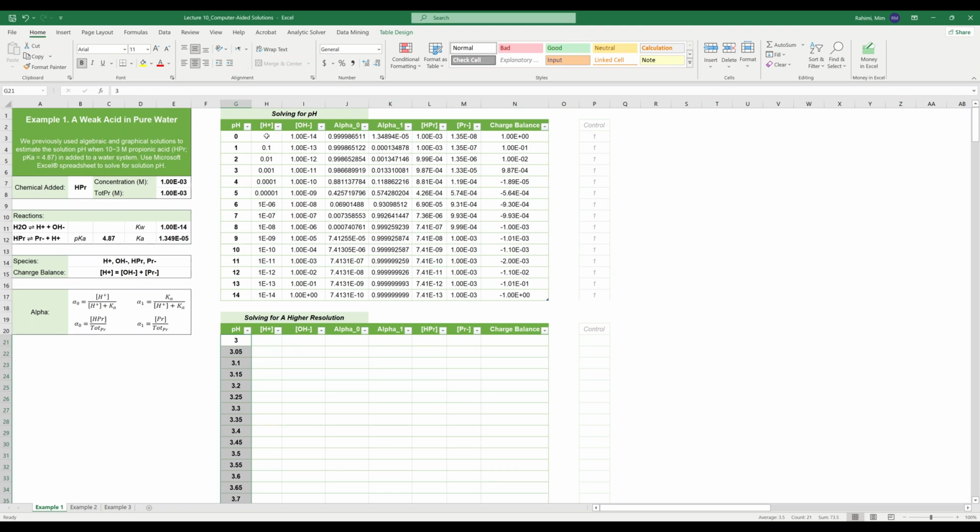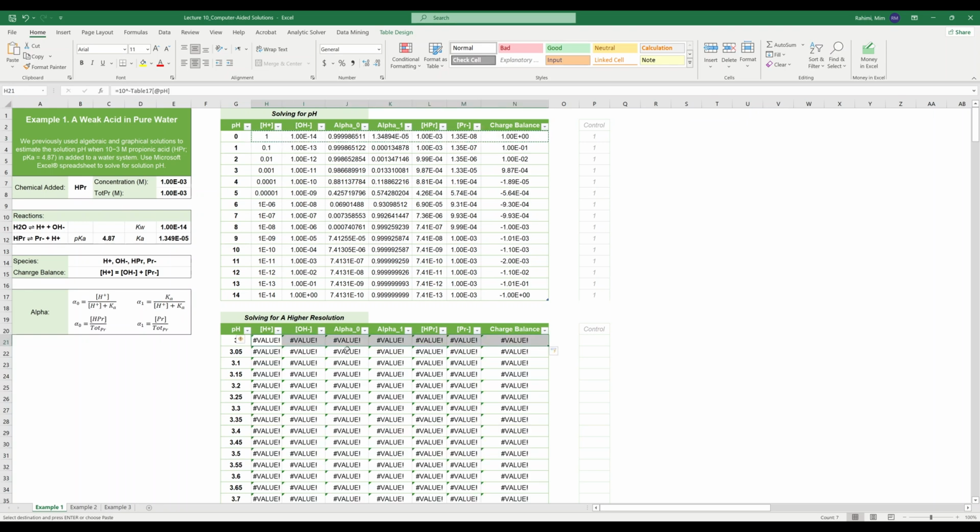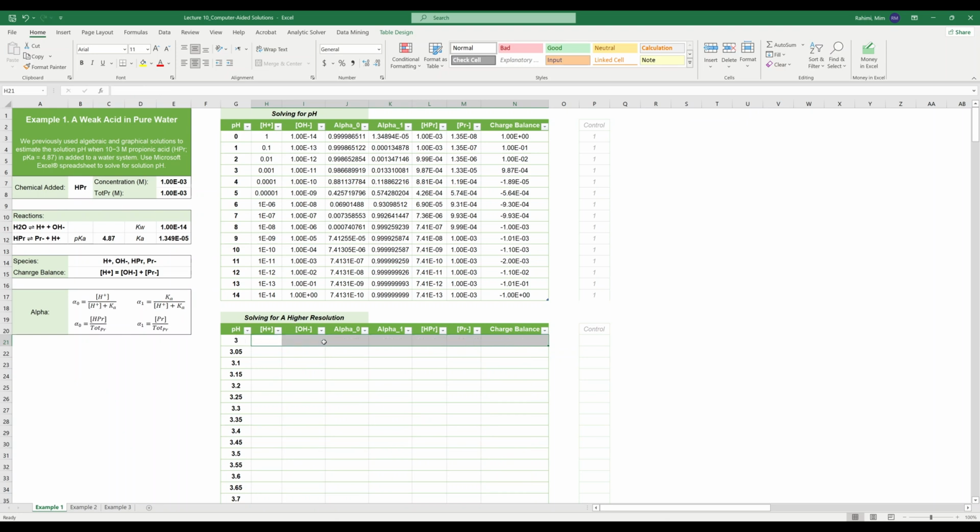But now we need to do the same calculation as we did for this graph. So we probably need to do it a little bit manually.